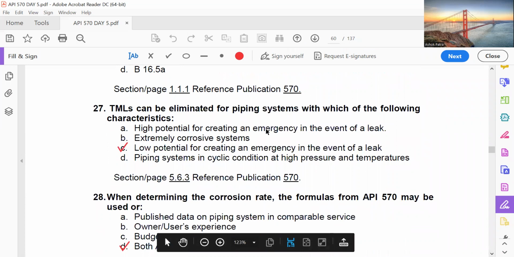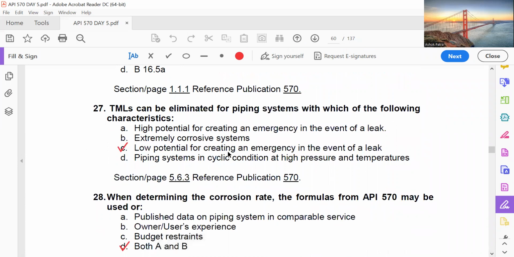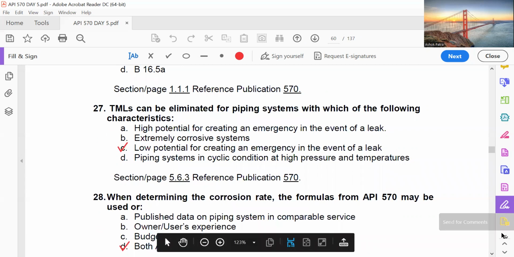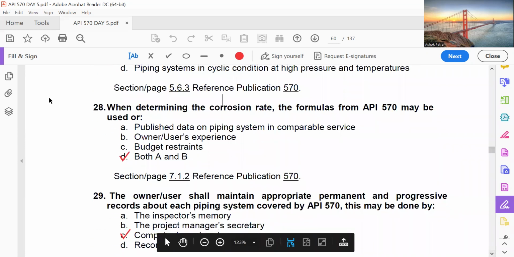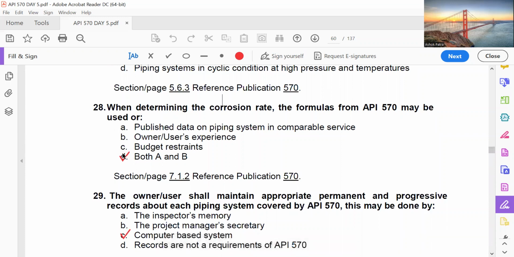TML scan is eliminated for piping system with which of the following characteristics? Low potential for creating an emergency in the event of leak. When determining the corrosion rate, the formulas of API 570 may be used for published data on piping system of the comparable service and owner user experience.